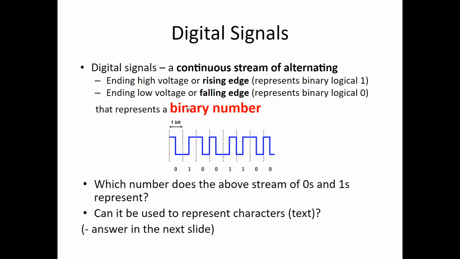Alright, next is digital signals. Digital signals are essentially a continuous stream of alternating ones and zeros. Here we see the 8 bits, or the 1 byte, in action. We calculated this in, I believe, our first class. This represents a binary number, and this binary number can also be a character.